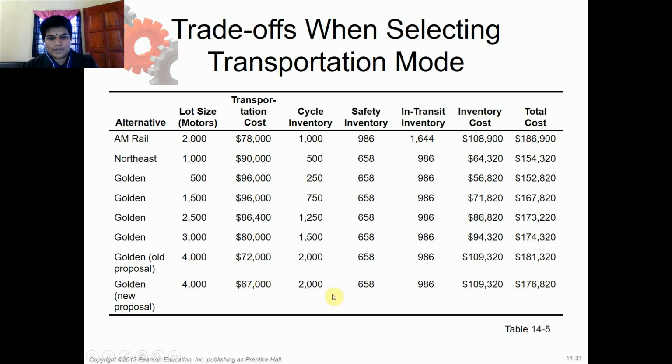and see which is suitable. Okay, then you have to see the safety inventory. Okay, safety inventory. So here it looks good. So you have to take into account several elements to make a decision on which will be your transportation mode.